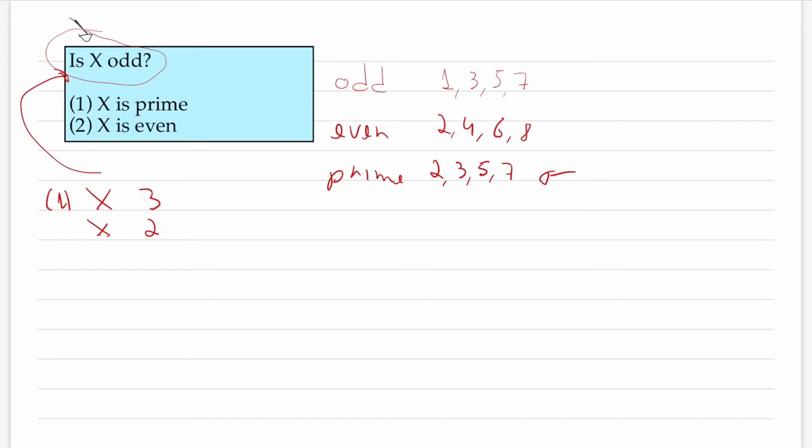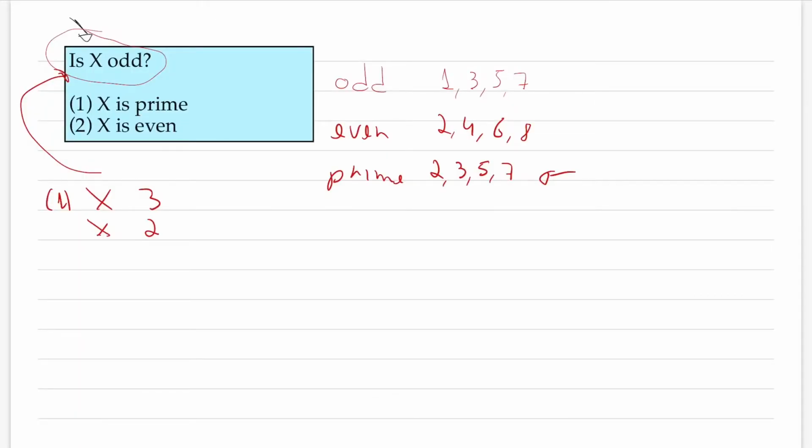So I cannot say if X is odd or not, because being prime, X can be odd, X can be even. Okay, so only this doesn't have enough information. The second statement says X is even.